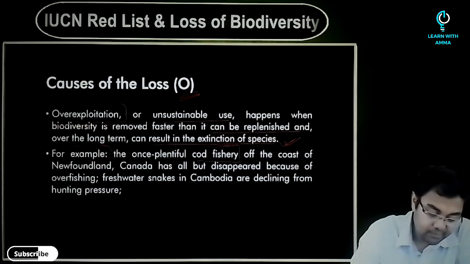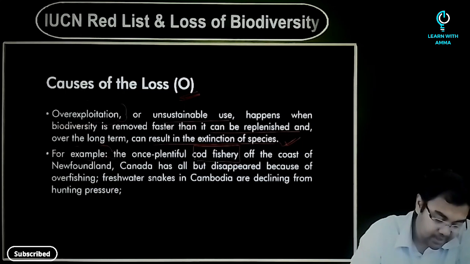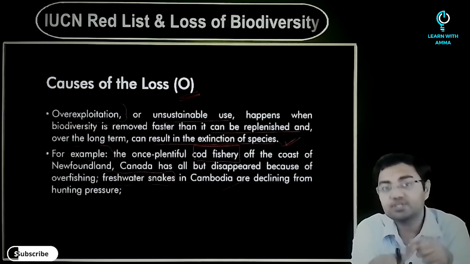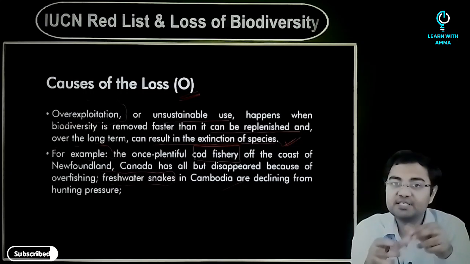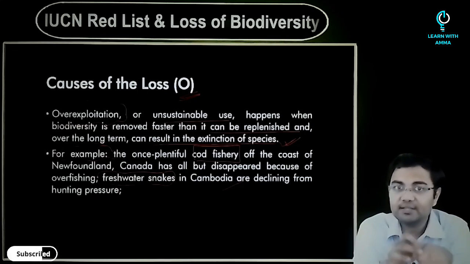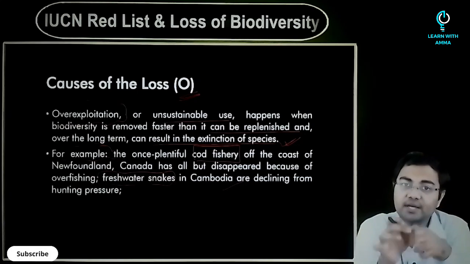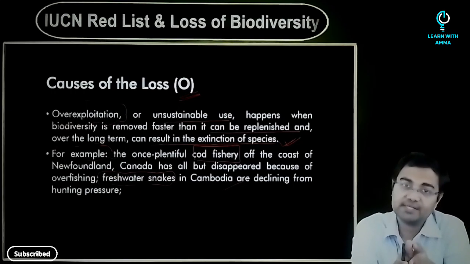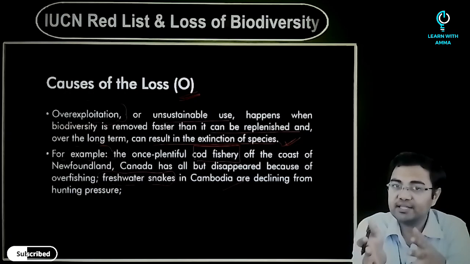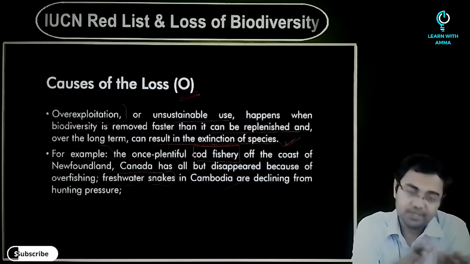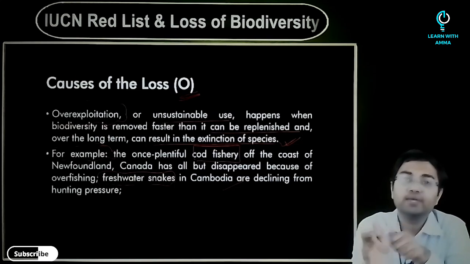For example, we have the cod fish that has disappeared from Canada. Then you have the freshwater snakes in Cambodia that have been declining because of human pressure. There are huge number of fish species, mammal species, etc. that are being killed for one reason or the other. They are being hunted for one reason or the other, and because of that their population has been declining very fast, and very soon we'll see that they might face extinction. They might face complete destruction of their populations, and this is true for many organisms.